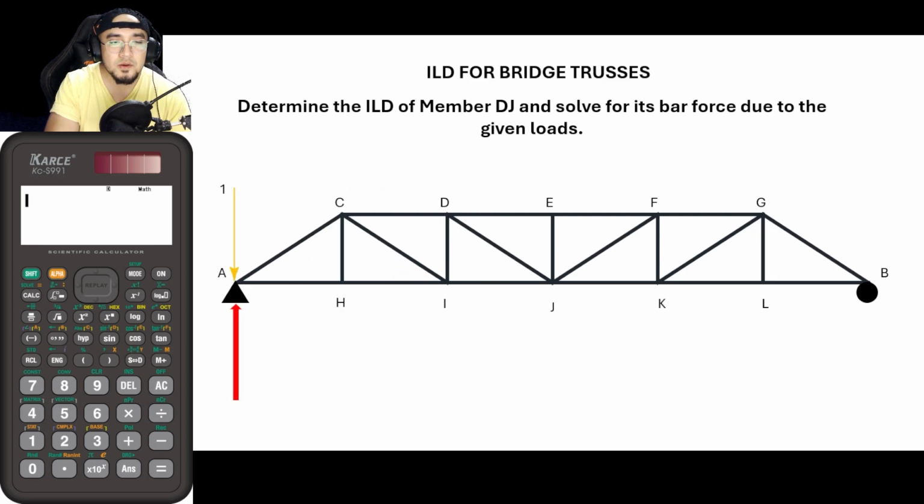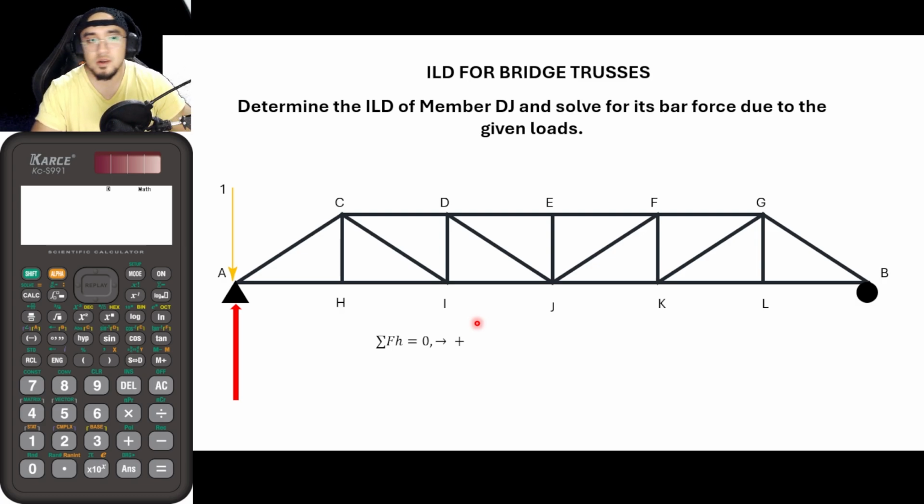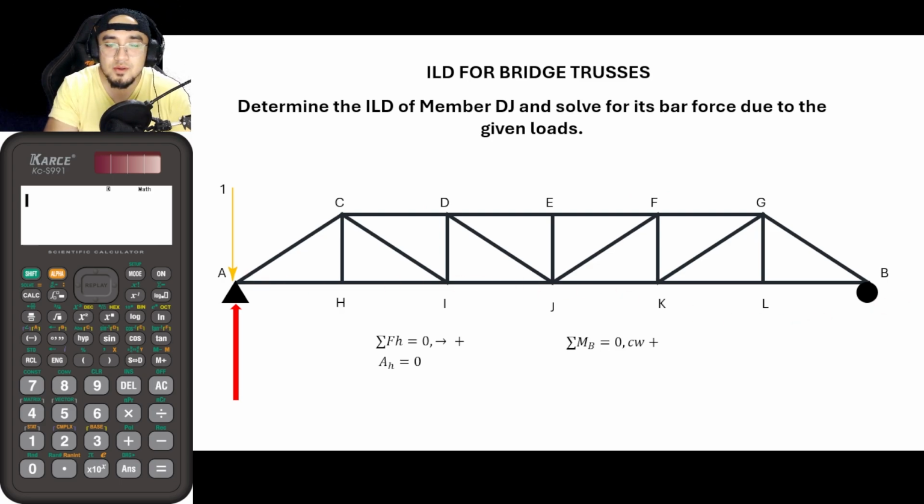Okay? So, let us solve for what would the result be for member DJ if the unit load is at the leftmost corner. So, since this is a pin support, we have horizontal and vertical reaction. So, let us first solve for the horizontal reaction. So, summation of forces horizontal is equal to 0, to the right positive. Basically, AH is equal to 0 because as you can see, we do not have here any presence of a horizontal load. Okay, so AH is now equal to 0.